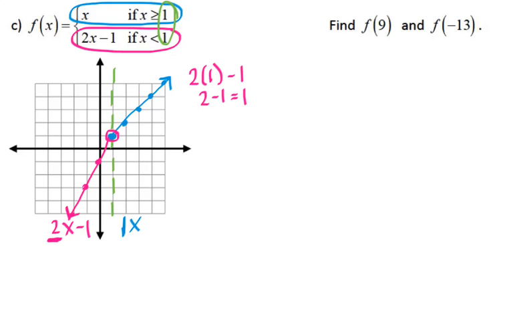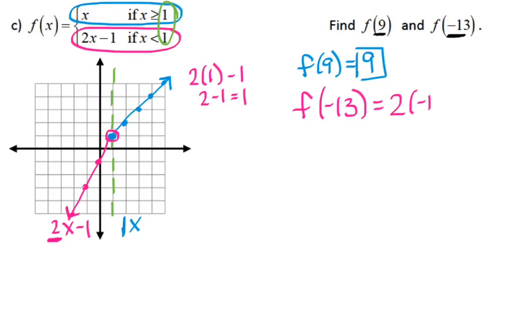Now this one we're evaluating two functions. We're evaluating f of 9 and f of negative 13. Well, 9 is greater than or equal to 1, so that means we're going to plug that into the blue function. So f of 9 is going to equal just 9. And then negative 13 is less than 1, so I'm going to plug that into the pink function. So f of negative 13 equals 2 times negative 13 minus 1. 2 times negative 13 is negative 26, minus 1 is negative 27.